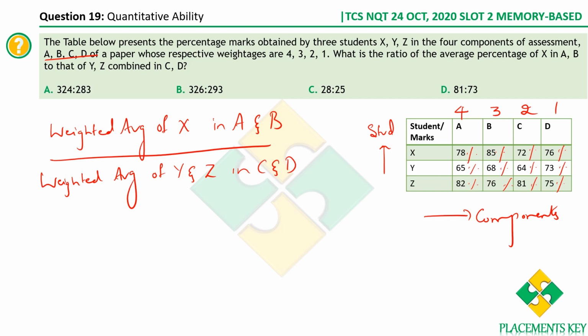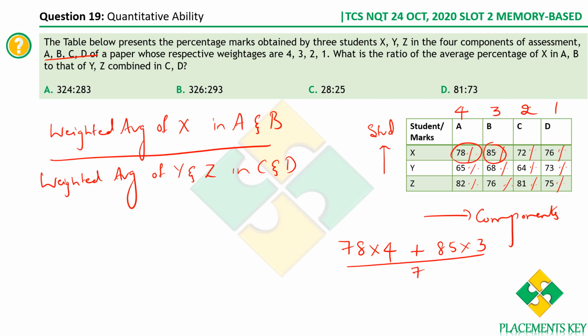Now what is the weighted average of X in A and B? So first let's take it of X in A and B. So what is it? It is 78% into 4, because the weightage is 4, right? So 78 into 4 plus 85 into 3, divided by the total weightage. Yeah, 4 plus 3, that is 7. This is called weighted average, right?